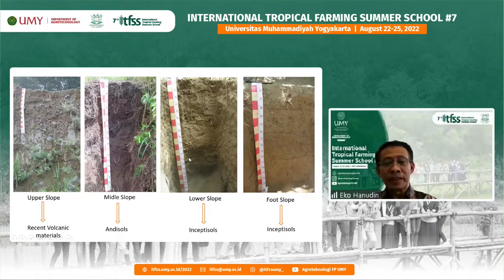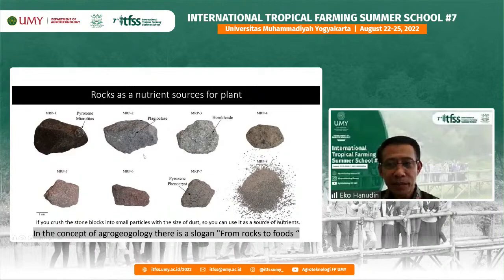And this is one important point in the agrogeology concept. We use rock as a nutrient source for plants. If you take just a stone and you crush it until the size of dust, you can use the stone as a source of nutrients. So in the concept of agrogeology, there is a slogan, from rock to food, from stone to rice.